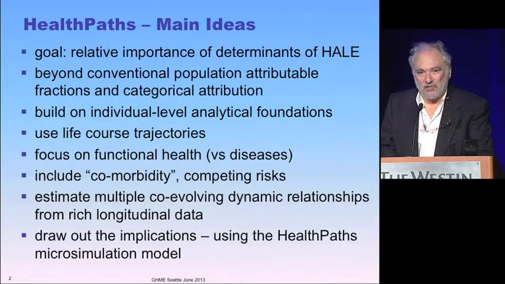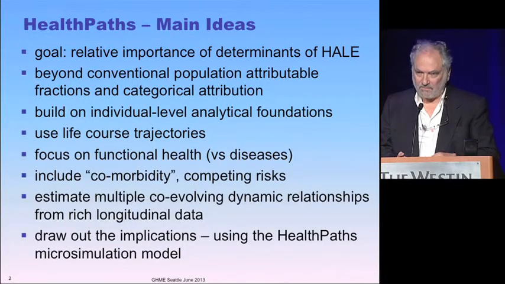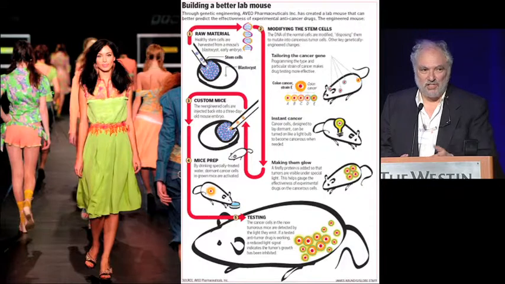We're also going to incorporate comorbidities and competing risks explicitly by estimating not just one statistical relationship, but a whole family of dynamical relationships that tell us about the co-evolving patterns of risk factors in functional health domains. This is a massive statistical exercise, but not to worry, because we're going to plug the results into a microsimulation model.